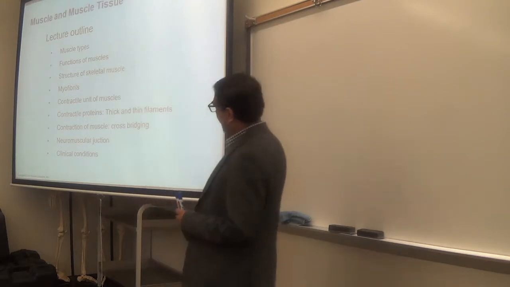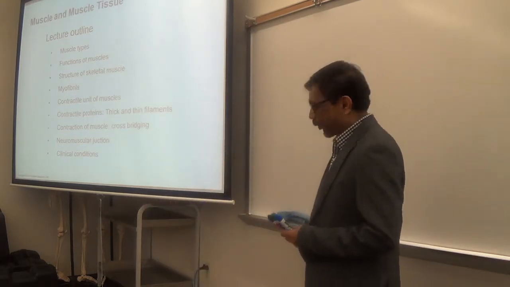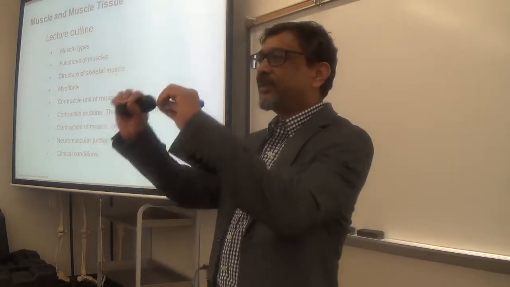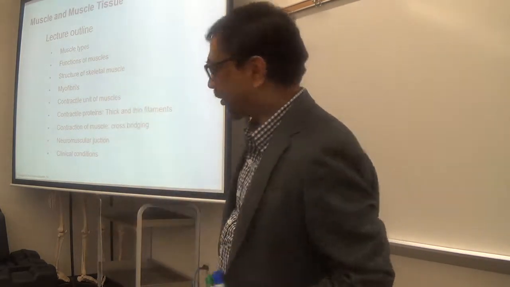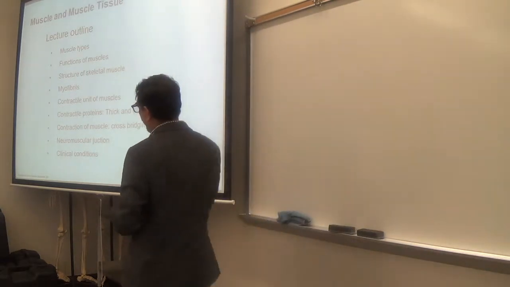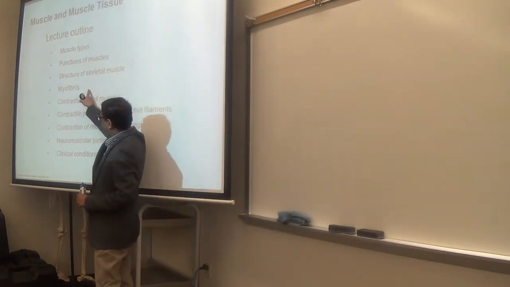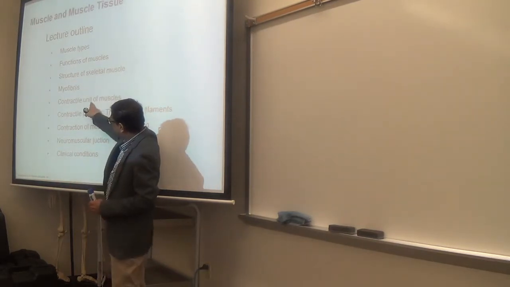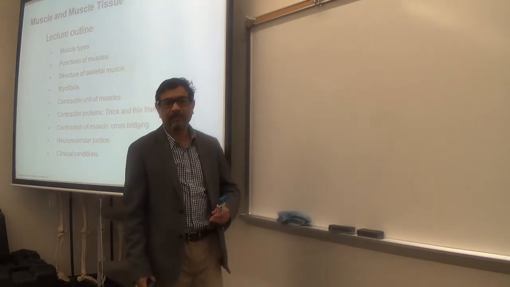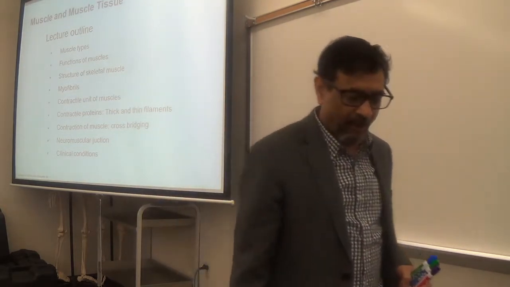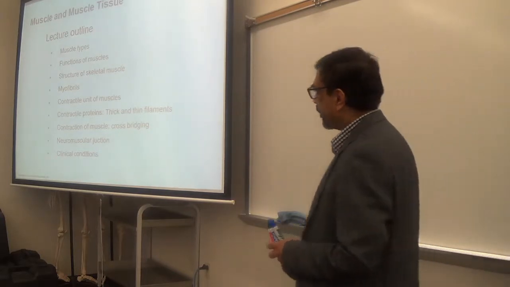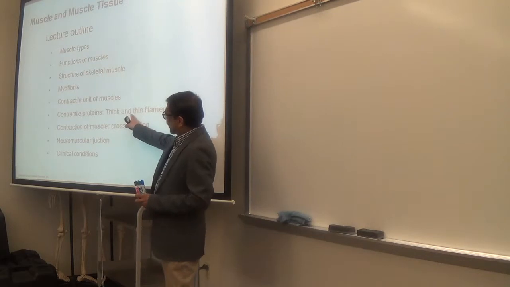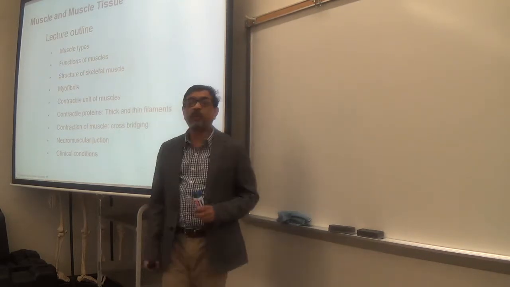To understand the mechanism of muscle contraction, you need to know what is a myofibril. Myofibril is a thin filament inside the skeletal muscle. We will see the structure of a myofibril, which is very important to understand the mechanism of muscle contraction. Then we will see the contractile units of muscle. Inside the myofibril, you have the contractile units of muscle. Then you also have contractile proteins.